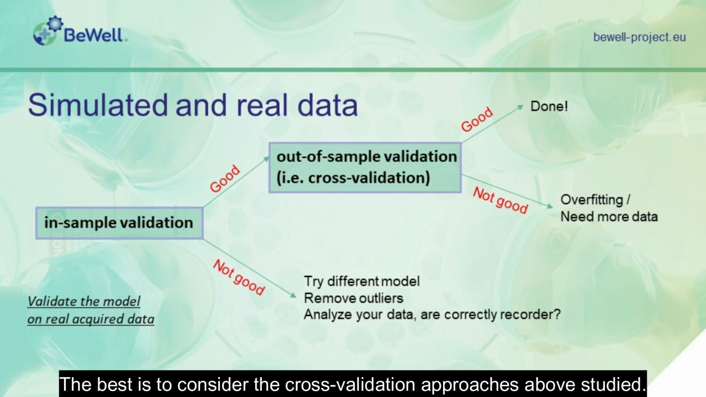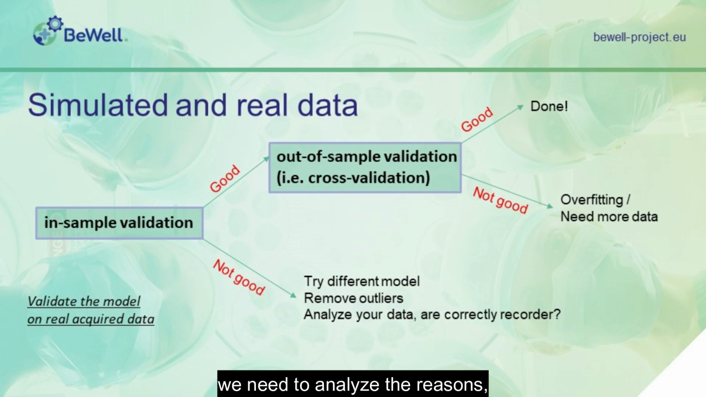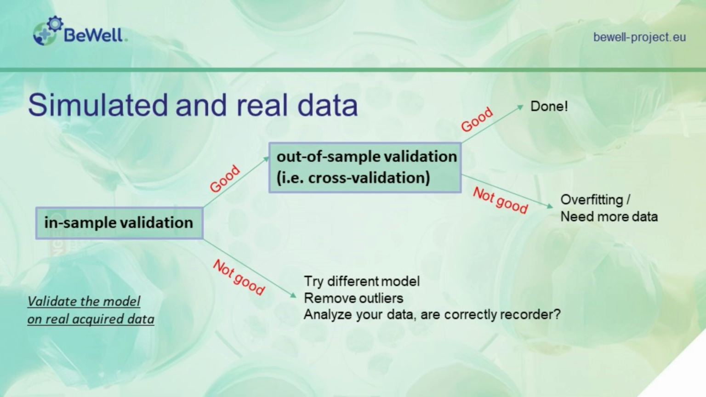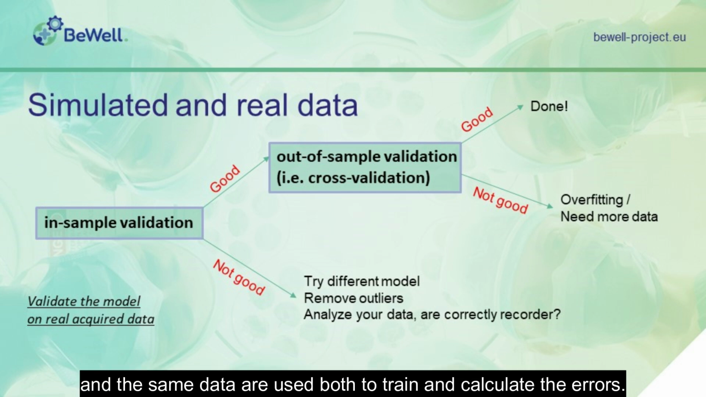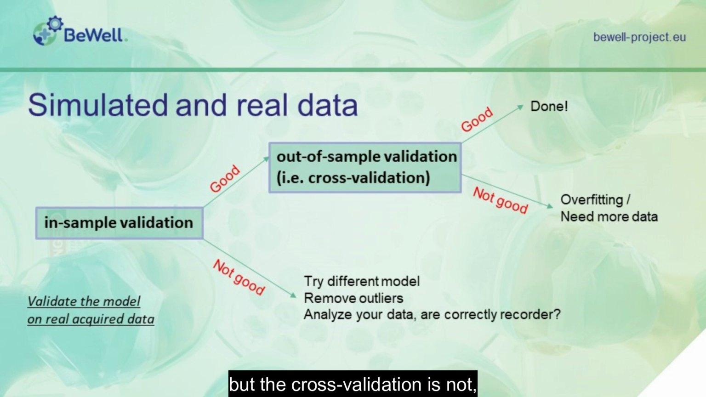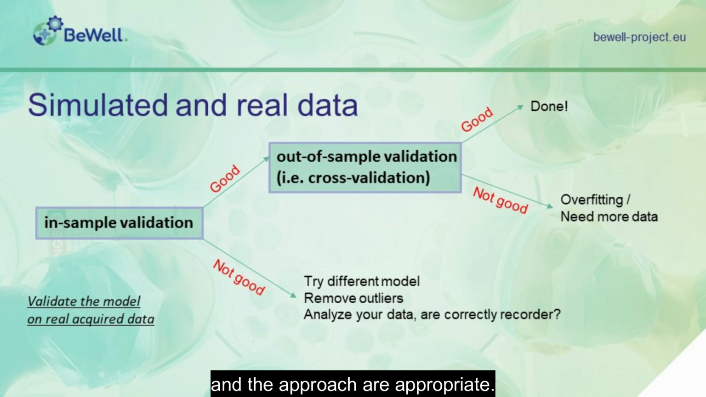The best is to consider the cross-validation approaches above studied. However, if the results of this validation are not very satisfying, we need to analyze the reasons. And to this end, the so-called in-sample validation can provide useful insights. This is a validation for which there is not distinction between training and test set. And the same data are used both to train and calculate the errors. For example, if the in-sample validation is satisfying but the cross-validation is not, this could mean that a larger number of observations are required but the structure of the model and the approach are appropriate.